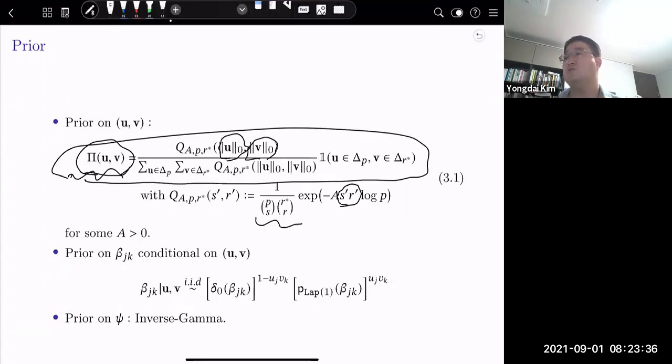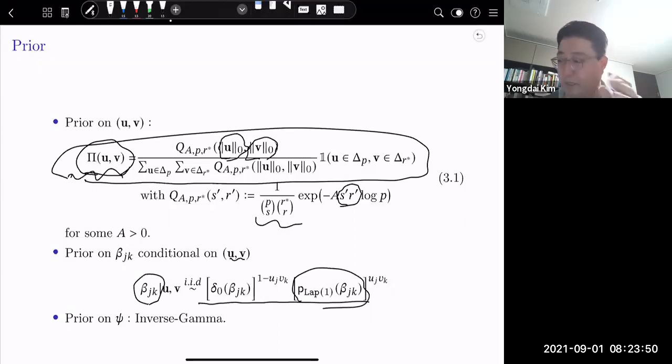And conditional on U and V, everything is straightforward. Conditional on U and V, we use a spike and slab prior for each factor loading, where for the slab part, we use a Laplace distribution. And for the prior of the noise variance, we use an inverse gamma distribution.